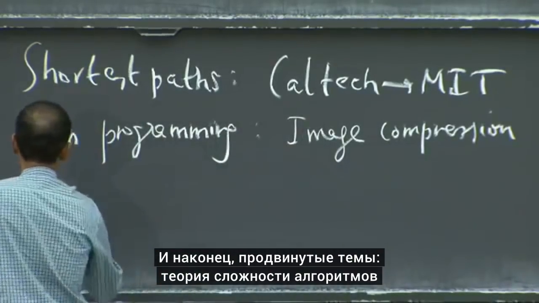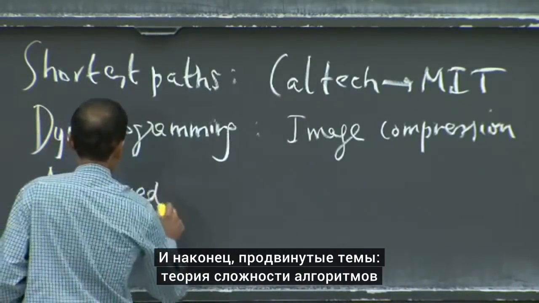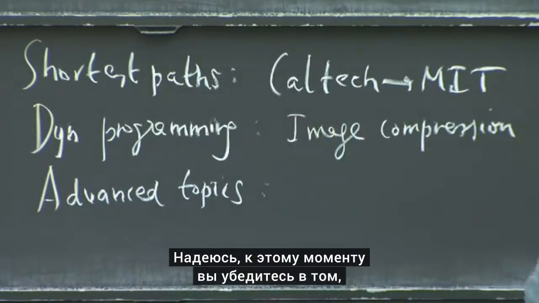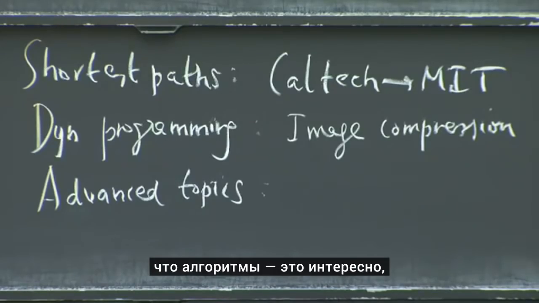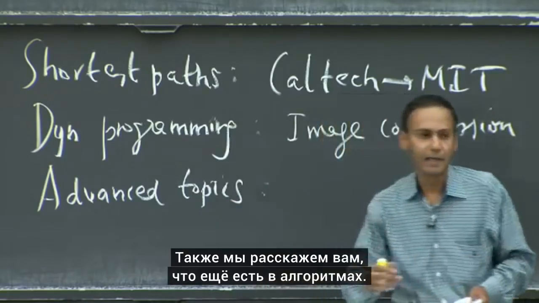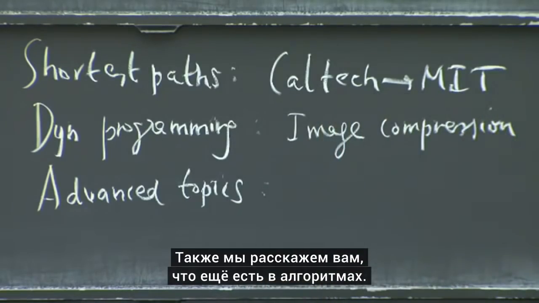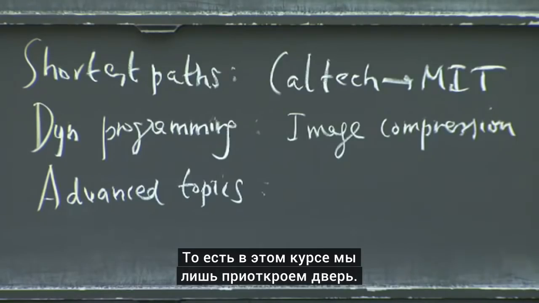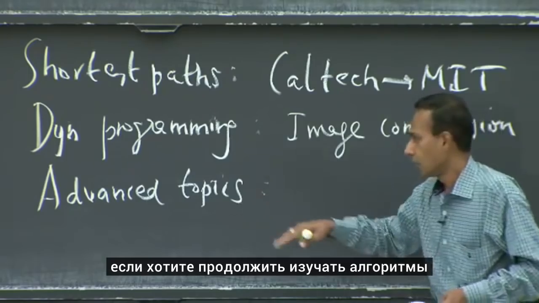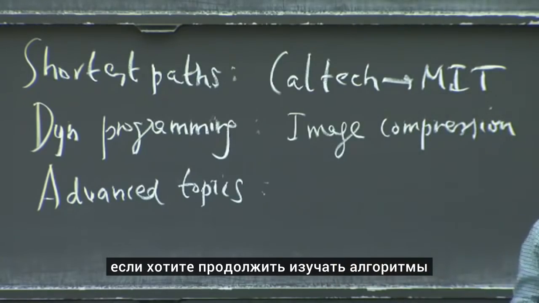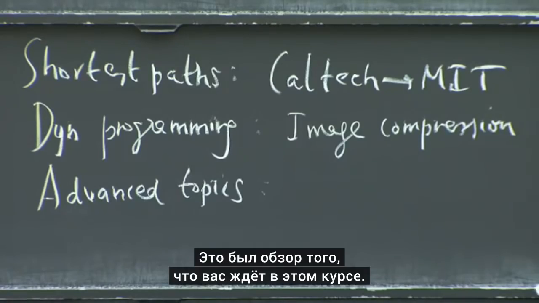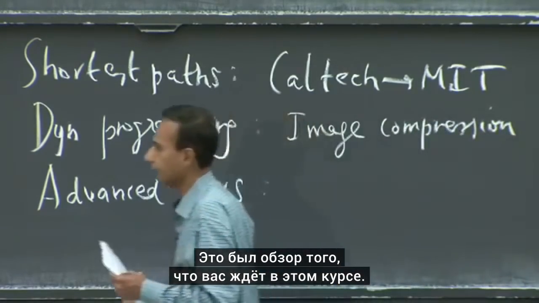And finally, advanced topics, complexity theory, research in algorithms. Hopefully by this time in the course, you would have been sold on algorithms, and most, if not all of you, would want to pursue a career in algorithms. And we'll give you a sense of what else is there. We're just scratching the surface in this class, and there's many classes that you can possibly take if you want to continue to learn about algorithms or to pursue a career in algorithms. All right? So that's the story of the class, or the synopsis of the class.